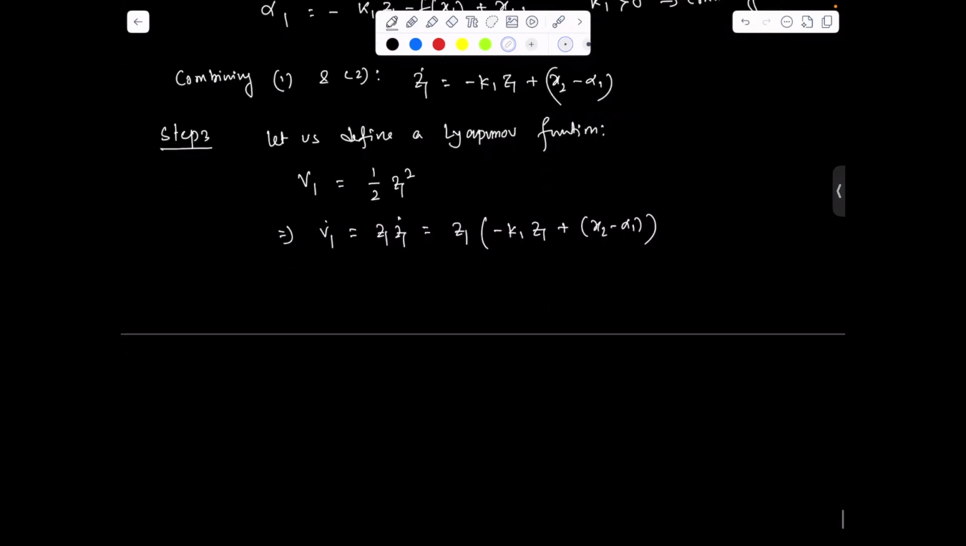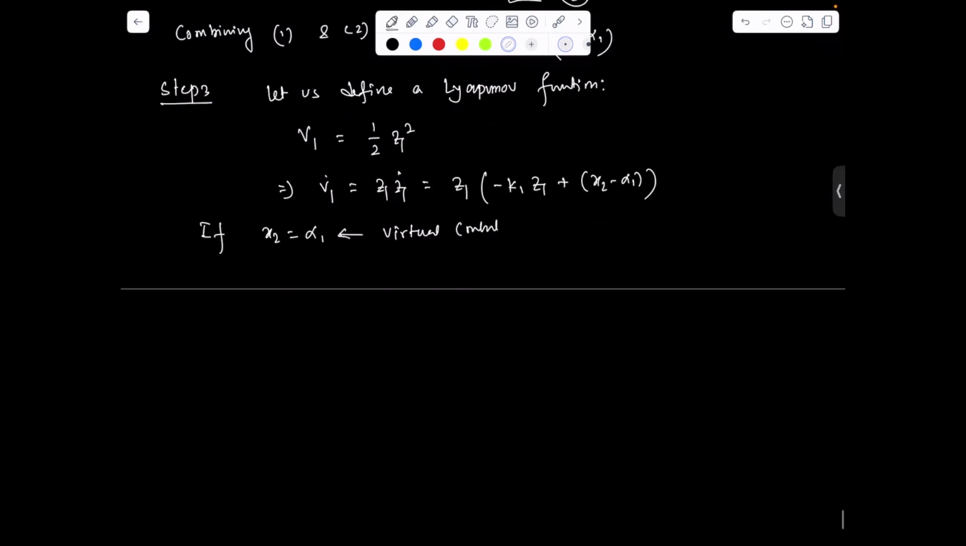So now if X2 equals alpha 1, we can say this is basically the virtual control, alpha 1. So we can write V1 dot equal to minus K1 G1 squared. This is less than or equal to 0. So we can say this is negative semi-definite.